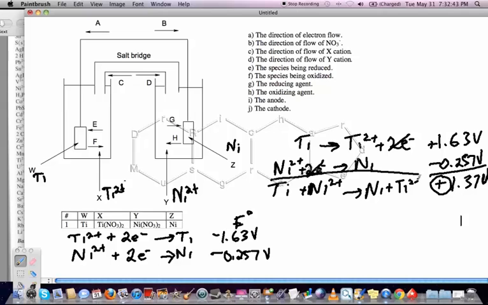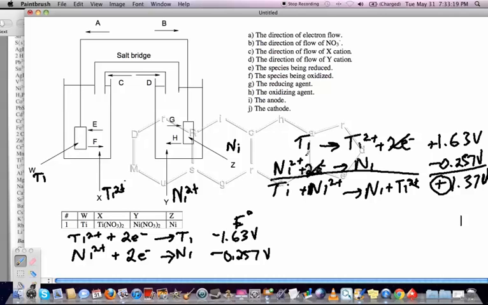Alright, there you go. So there's our total reaction there, and this is the way it's going. So now we know where everything's going to flow. Okay, direction of electron flow. Well, the electrons will always flow towards the one that's plating, and the one that's plating here is the nickel, because what's happening is the nickel 2+ is accepting 2 electrons and turning into nickel. So we know that the electrons must be flowing towards the nickel.